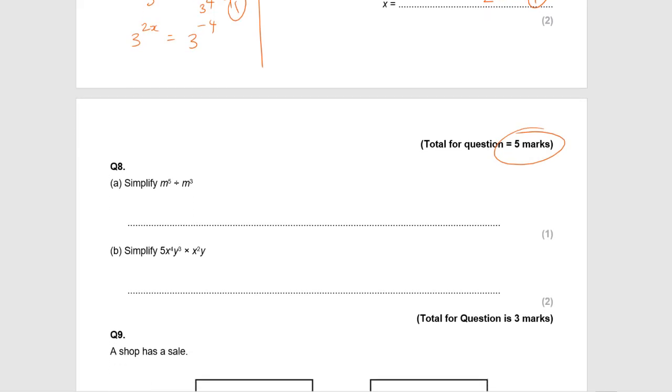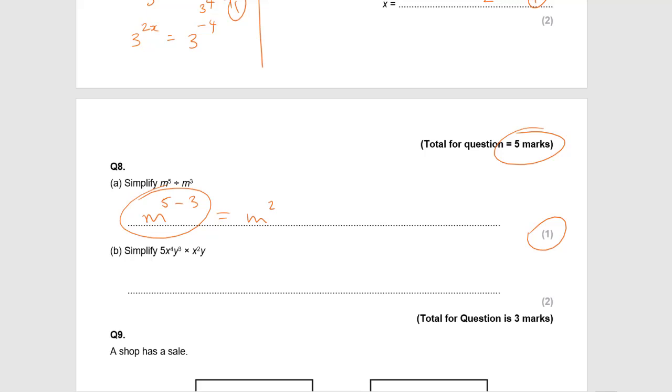Next question A is pretty straightforward. When you divide, we take away the powers. So m to the power of 5 take away 3, which is m to the power of 2, or m squared. 1 mark for the correct answer. You don't need to show this working, but I'm just showing you how we get the answer.